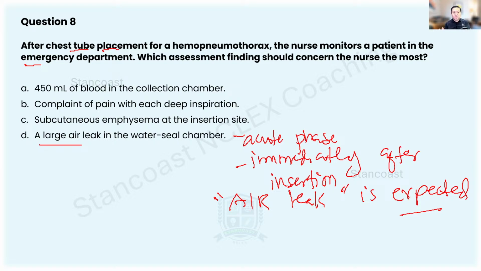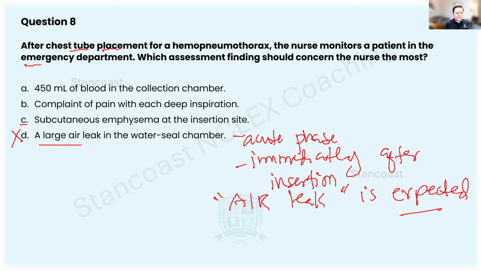However, if the patient is probably day 2, day 3 after the insertion of the thoracostomy tube, then we're going to worry about the air leak this time, all right? But during the acute phase, it is expected. We need to keep monitoring the water seal or the appliance itself, do some more assessment, okay? So we are going to eliminate letter D.